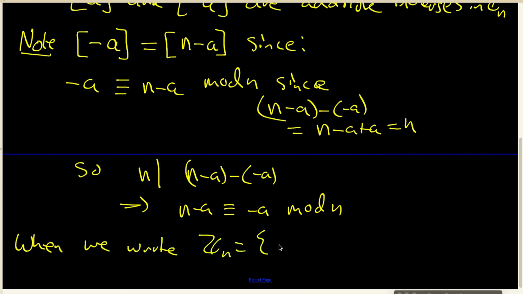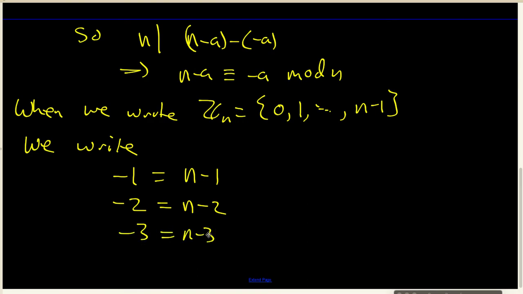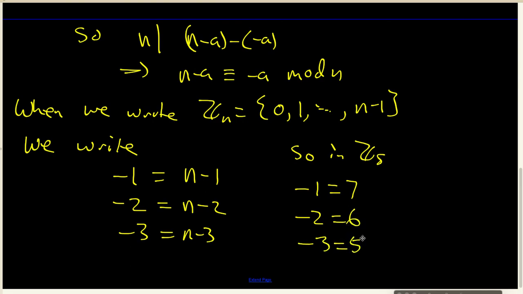And this is useful because when we write Zn in the shorthand of just 0, 1, all the way up to n minus 1, then we're going to want to write that minus 1 is going to be n minus 1, minus 2 is going to be n minus 2, minus 3 would be n minus 3. So in Z8, minus 1 is going to be the same as 7, minus 2 is going to be the same as 6, minus 3 is going to be the same as 5, and minus 4 is actually going to be itself. And that ends this video.